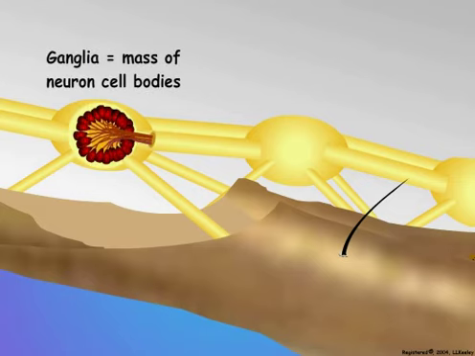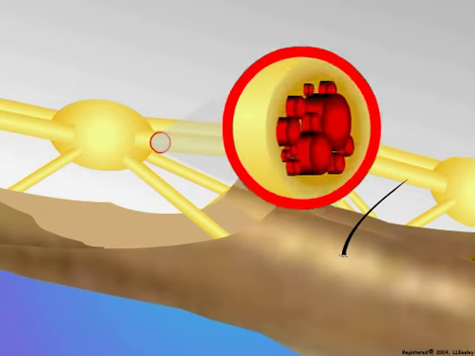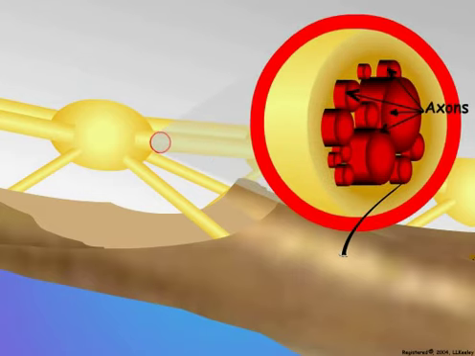Ganglia are thickened regions of the nervous system that contain the cell bodies of the neurons. Nerves are bundles of axons from many individual neurons.